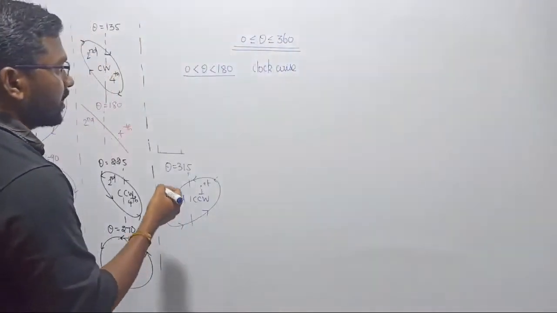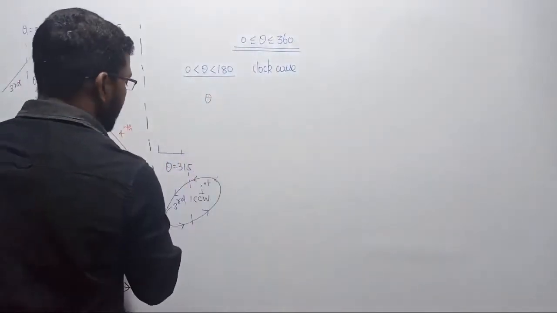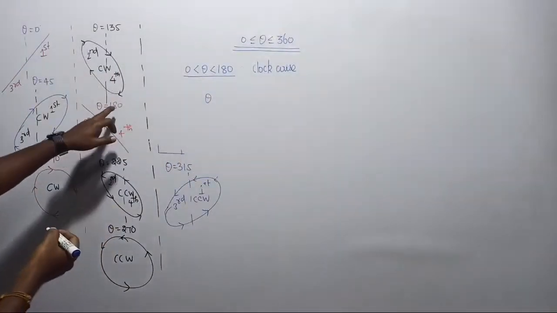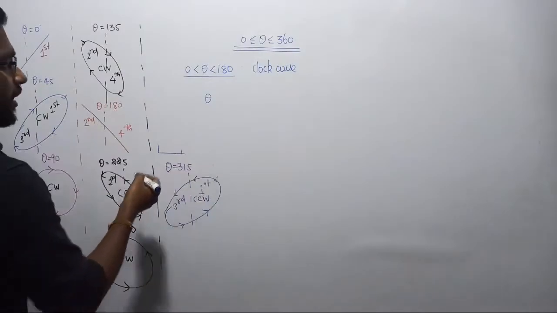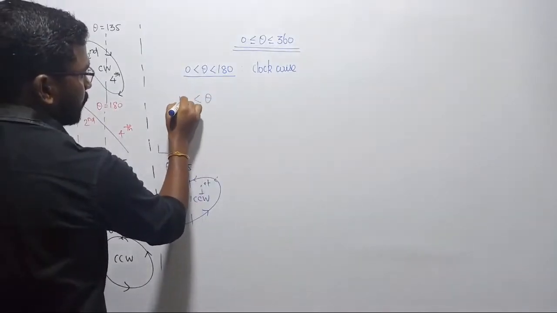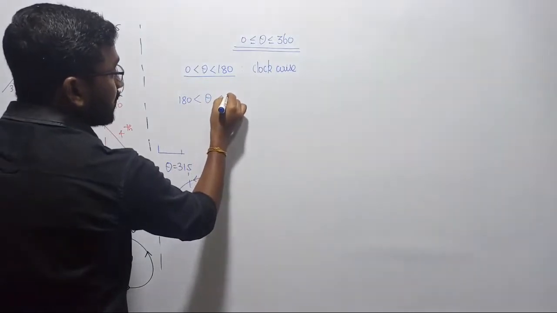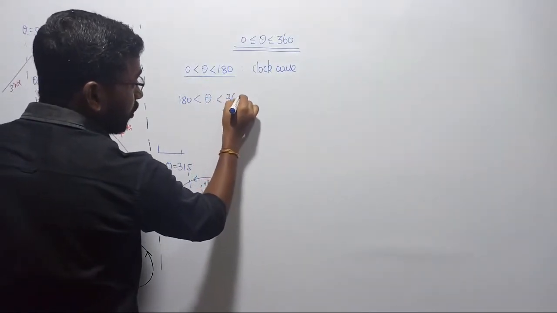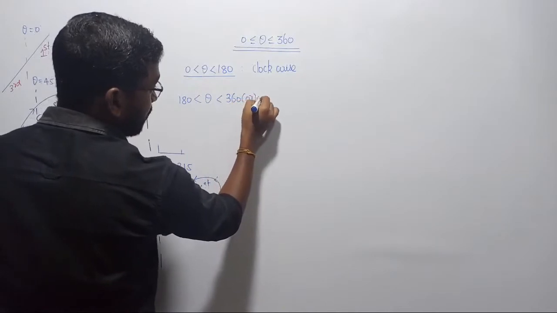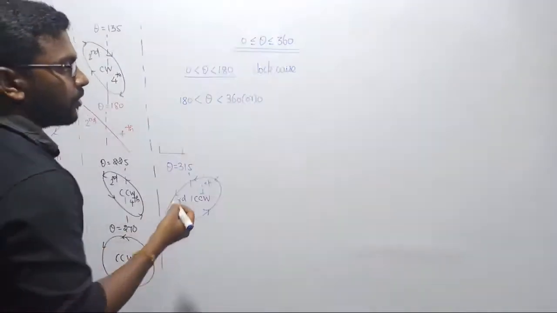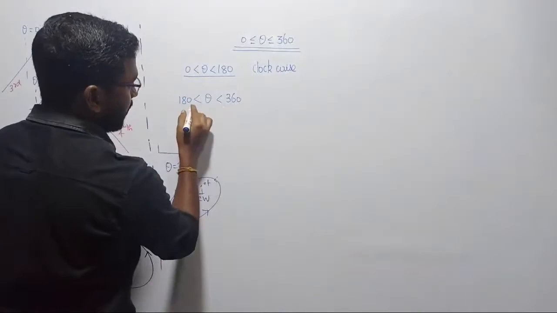Observe, right? The second thing is, theta going from 180 to 360 degrees. It is not 180, but it is greater than 180, and it should be strictly less than 360. Listen, 360 is equal to 0 degree only. Don't forget, 360 means 0 degree only. Again, we are getting back to the starting point. Anyway, that thing I don't want.